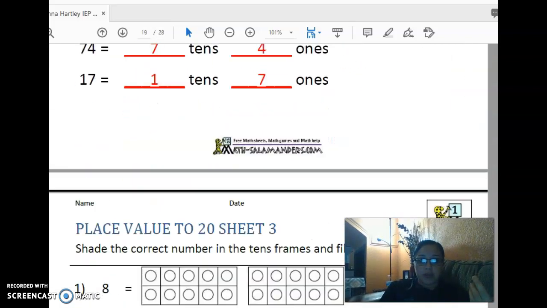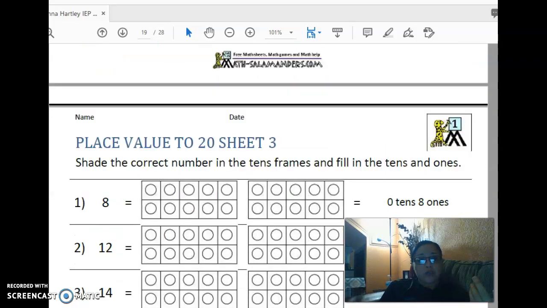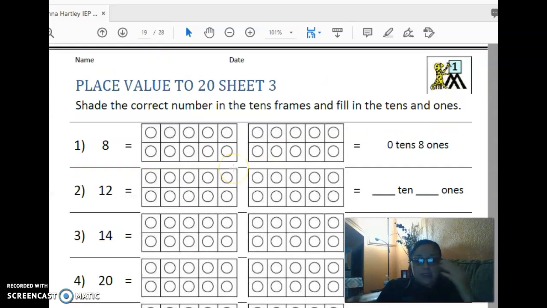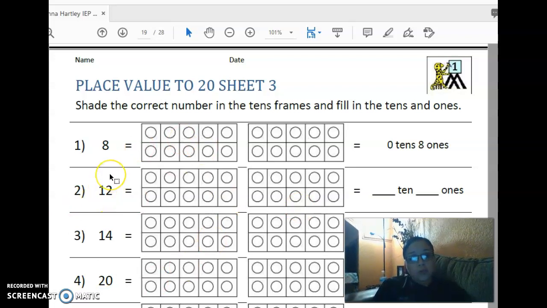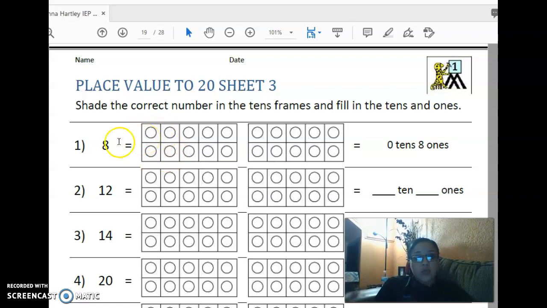So I know you already worked on that one. So now we're going to do this one. So it says here, shade the correct number in the tens frames and fill in the tens and ones. So in this worksheet, Joanna, I want you to shade in with your pencil or your crayon on your worksheet, where does the 8 go? So you have how many ones and how many tens?